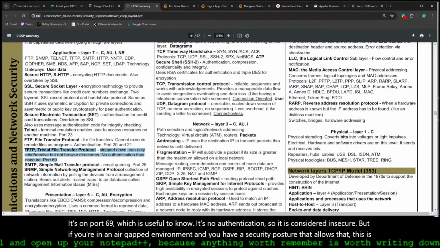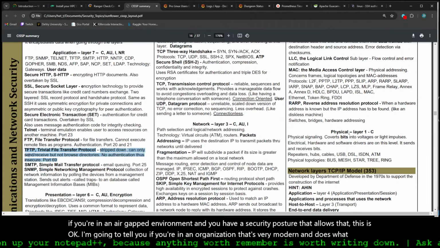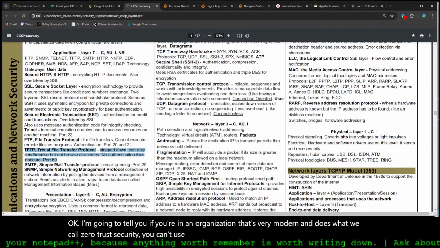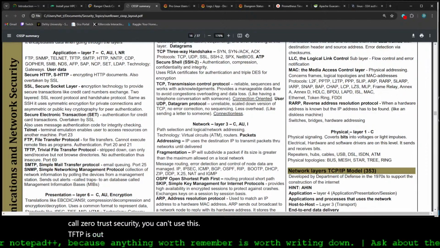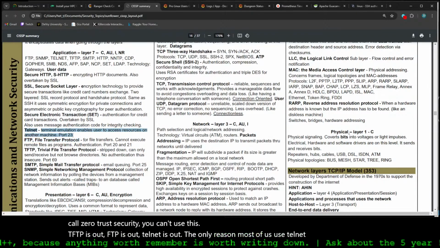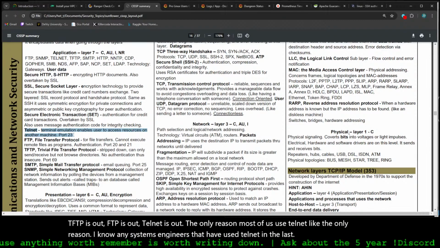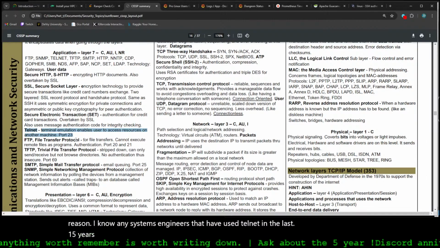I'm going to tell you, if you're in an organization that's very modern and does what we call zero trust security, you can't use this. TFTP is out. FTP is out. Telnet is out. The only reason most of us use Telnet, like the only reason I know any systems engineers that have used Telnet in the last 15 years, is just to test if a port's open, right?